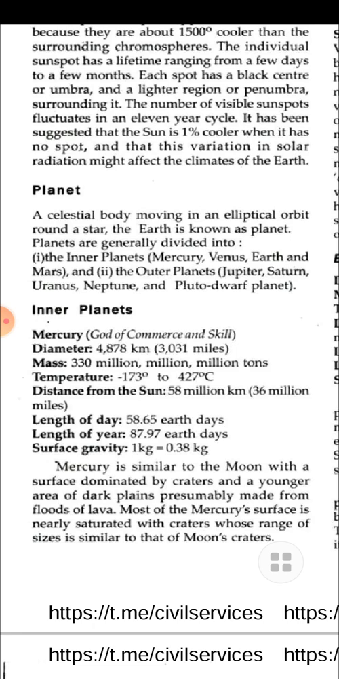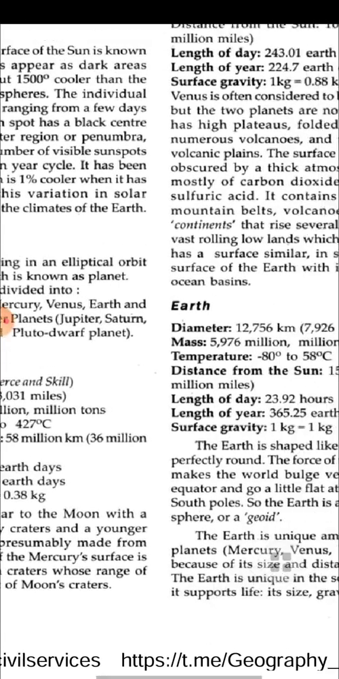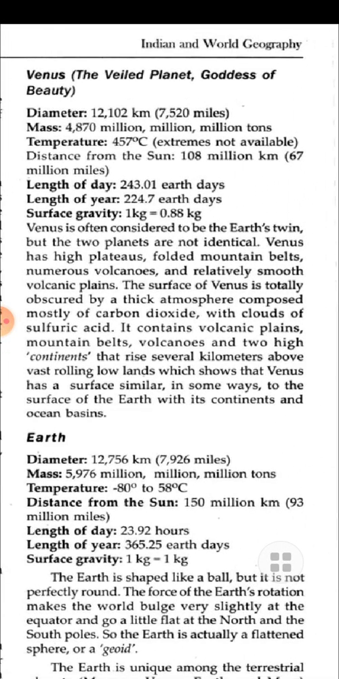Length of the year is 87.97 Earth days. Surface gravity: 1 kg is equal to 0.38 kg. Mercury is similar to the Moon, with a surface dominated by craters and a younger area of dark plains, presumably made from floods of lava. Most of Mercury's surface is nearly saturated with craters whose range of size is similar to the Moon's craters.